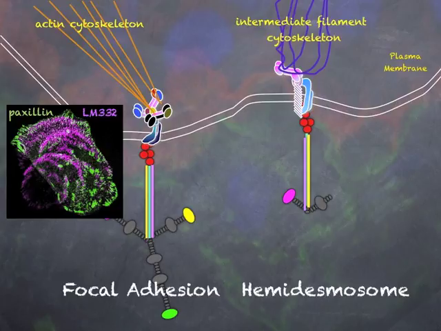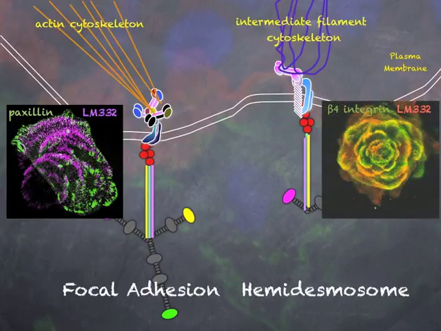In cells, focal contacts look exactly like they sound, discrete puncta towards the periphery of the cells, whereas the hemidesmosome is more like a rose-like array, a rosette type pattern. It's very pretty.